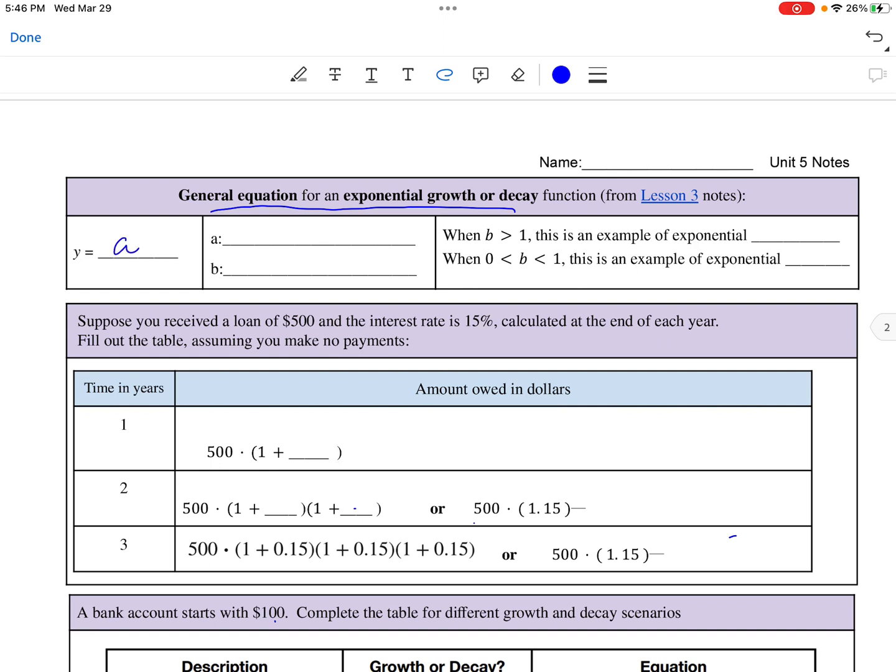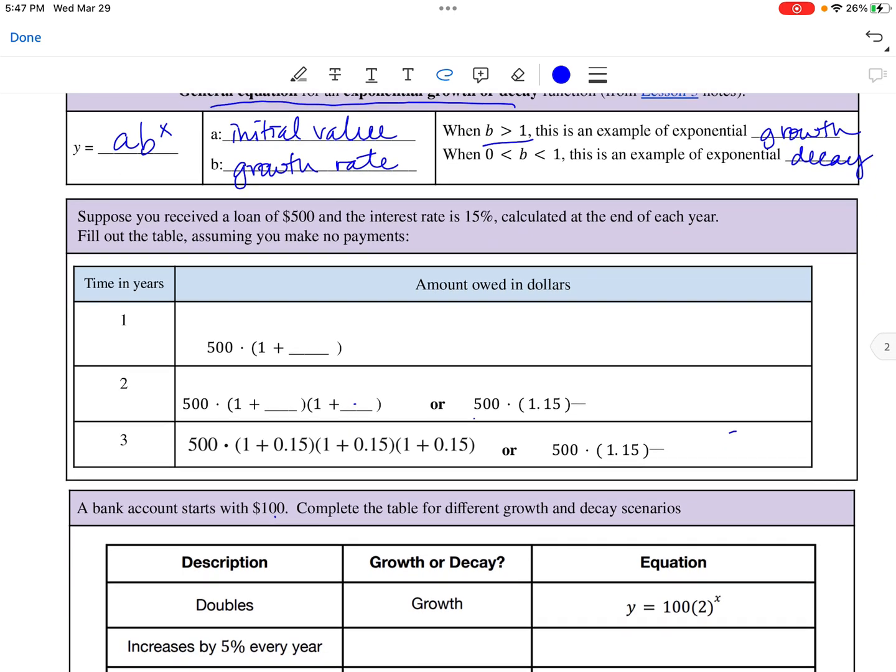So y equals a times b to the x. A is the initial value, which is also the y-intercept, and b is the growth rate. When b is greater than 1, this is exponential growth. When b is between 0 and 1, this is exponential decay.